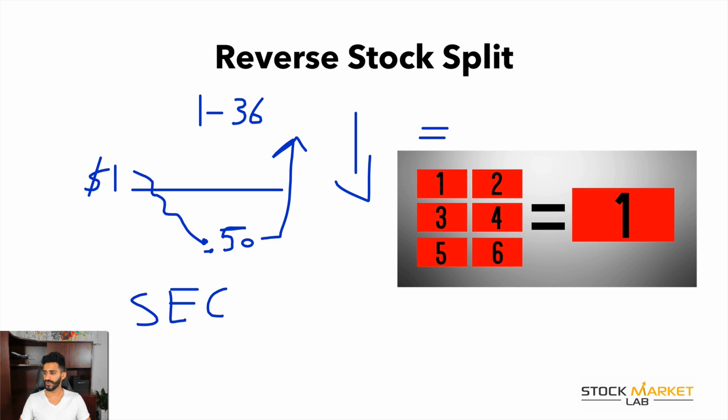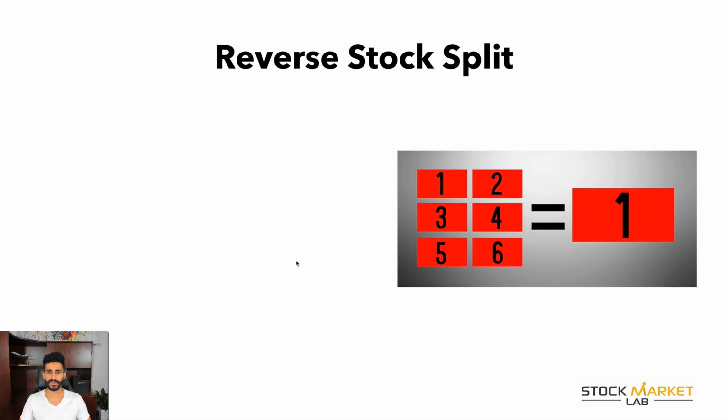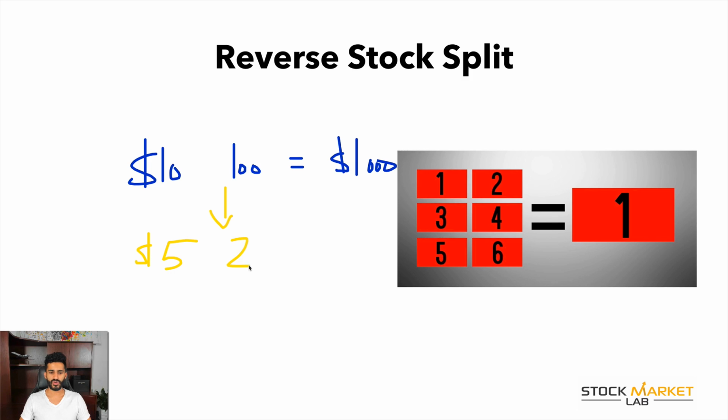Now, what happens to you if you're holding a stock that has a reverse split or a stock split? Now, let's say a company is trading at $10, right? They have 100 shares, meaning their total market cap, their valuation is $1,000. Now, if their valuation is $1,000, and let's say they have a split, right? Their split goes to $5, and they have 200 shares, right? The valuation, once again, stays the same, okay? The valuation on a split does not change. The only thing that changes is the share amount. Share price goes down, the share quantity goes up.